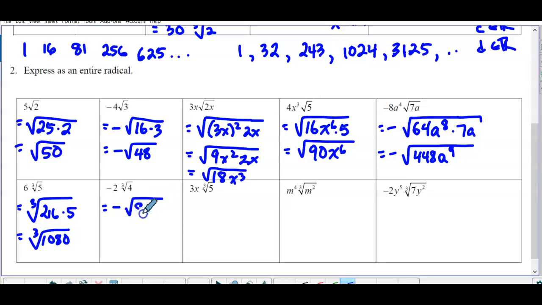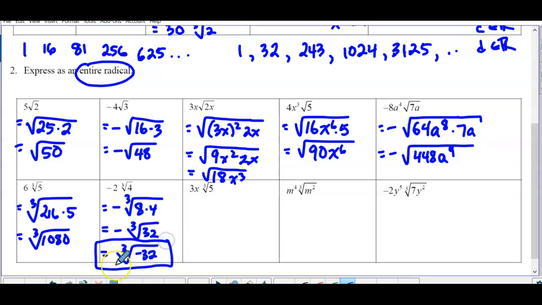So 2 cubed is 8. So this would be negative cubed root of 32, or cubed root of negative 32. Because it says show as an entire radical, this is the way for a cubed root. I'm going to show it because it is entire. Here we can't bring that negative in there, it would change the value of it, so we have to leave it out. Here we have an option, so as an entire radical, I'm going to put it in. Just be aware of that.